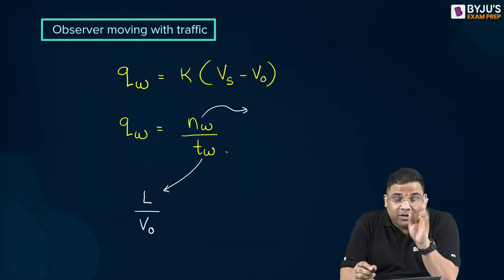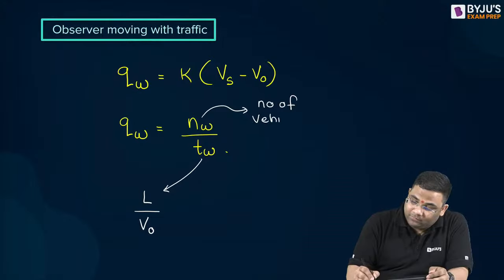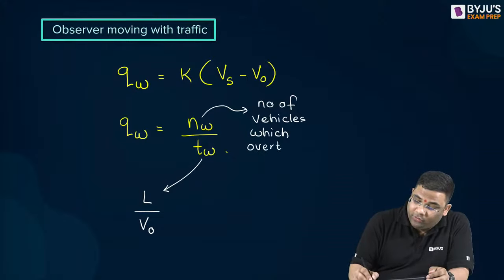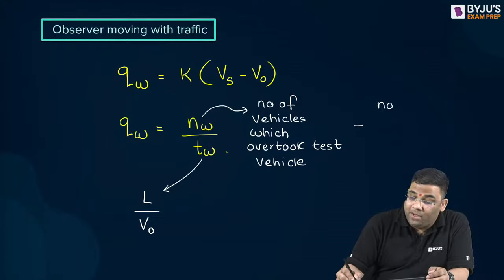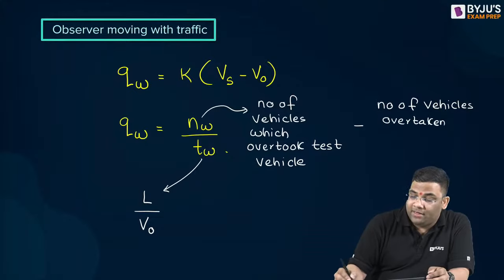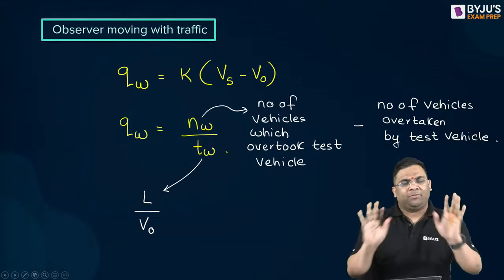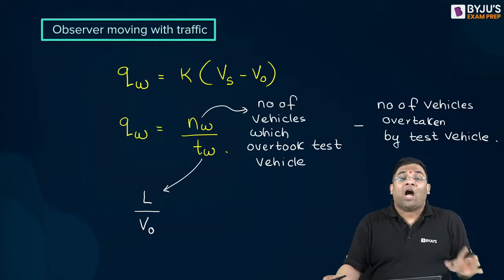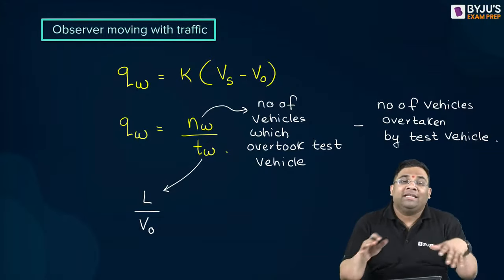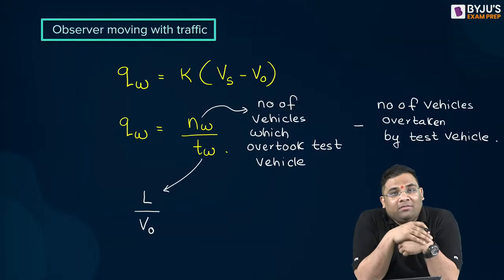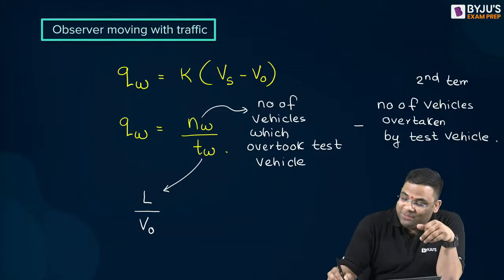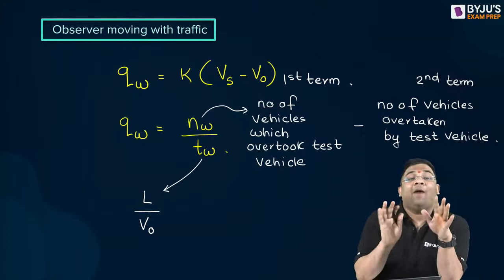And this was the number of vehicles which overtook the test vehicle, and then minus the number of vehicles overtaken by the test vehicle. If you are getting confused in this subtraction, just remember that you are the test vehicle. Suppose you are inside the test vehicle, so how many vehicles overtook you minus how many vehicles you overtook. Understood the difference? The second term is how many vehicles you overtook and went ahead, and the first term is how many vehicles overtook you.